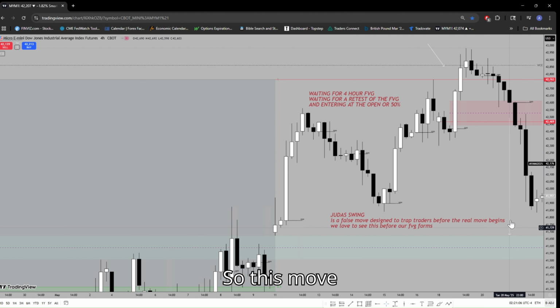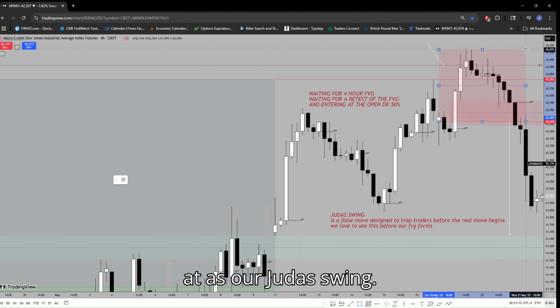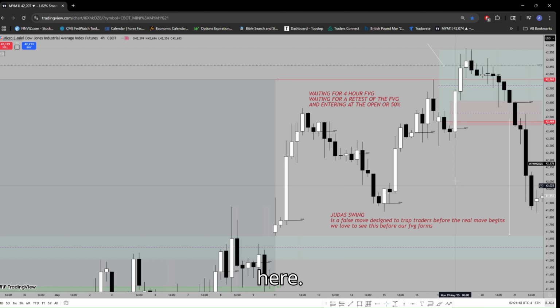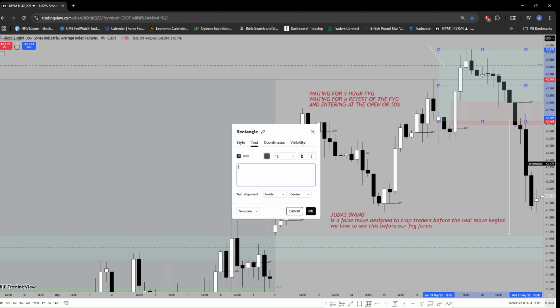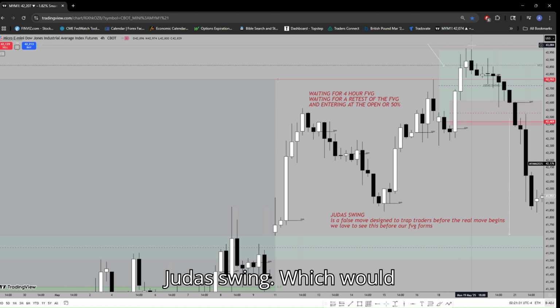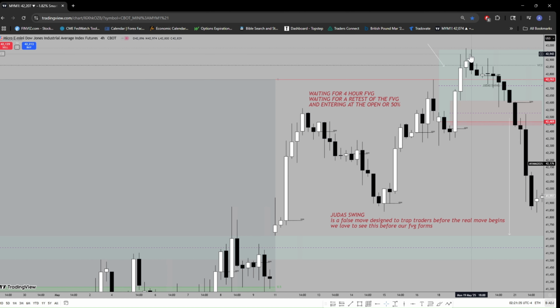So, this move above the open price can be looked at as our Judas swing. So this will be our Judas swing right here. So everything above the open would be our Judas swing, which would also form our top wick for the week, for the weekly candle.